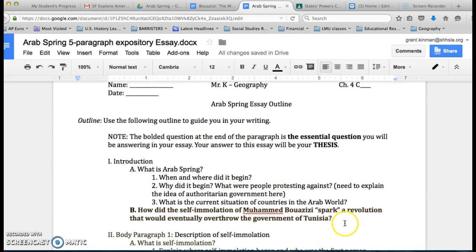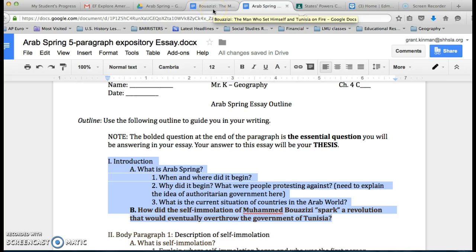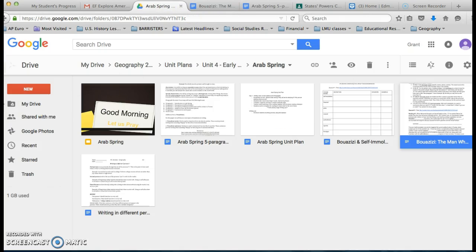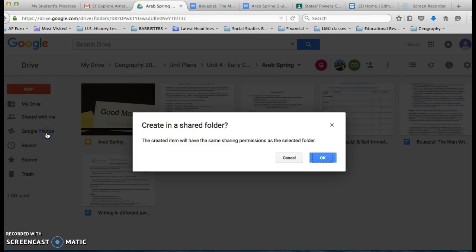So here's our focus. This section right here is what is due on Monday. It needs to be typed on your iPad. So the first thing we do when we start an essay, let's start a new document. So please start a new Google document.